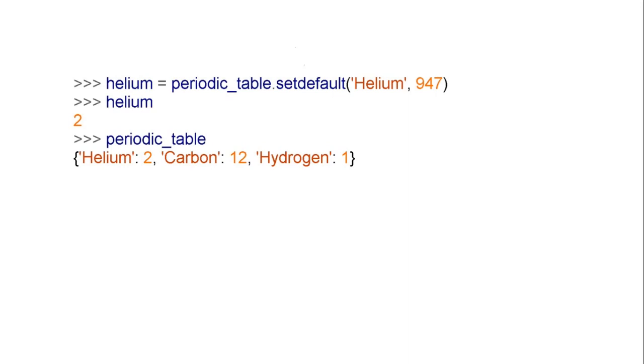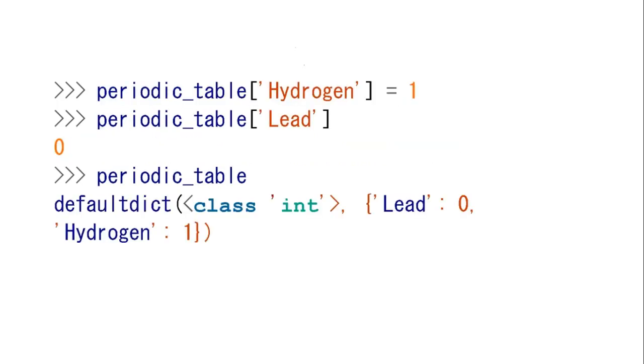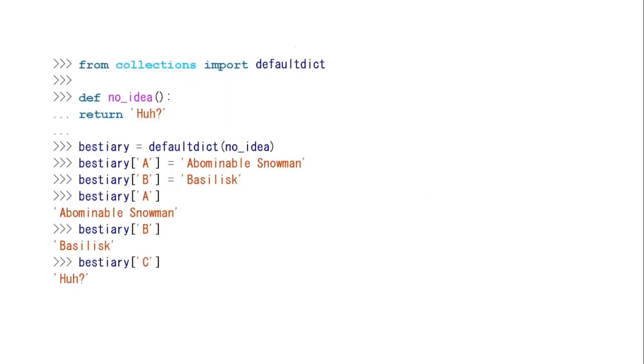Its argument is a function. In this example, we pass the function int, which will be called as int() and return the integer 0. The argument to defaultdict is a function that returns the value to be assigned to a missing key. In the following example, the no_idea function is executed to return a value when needed.